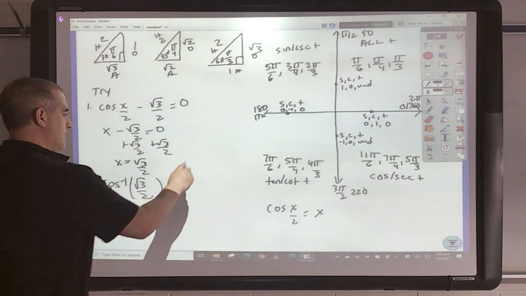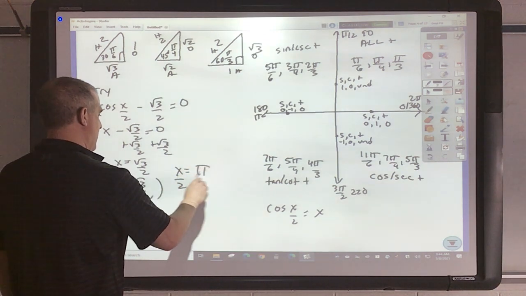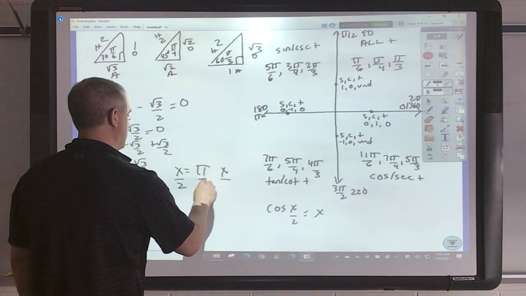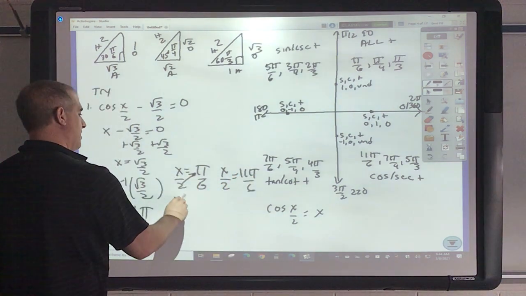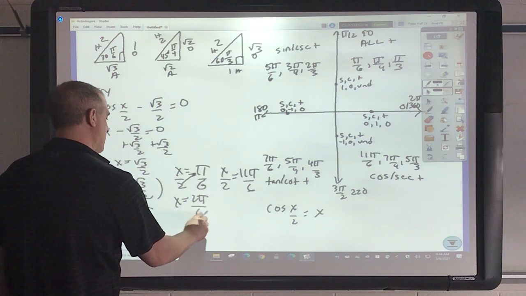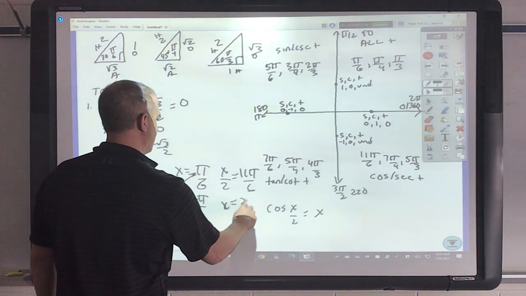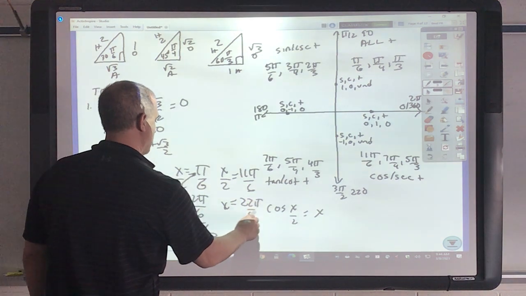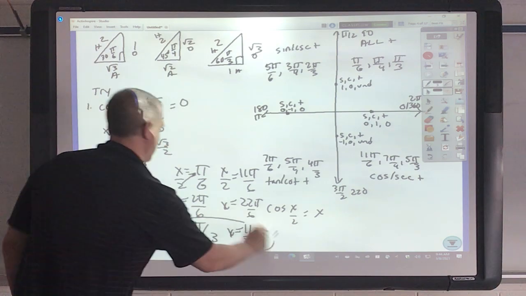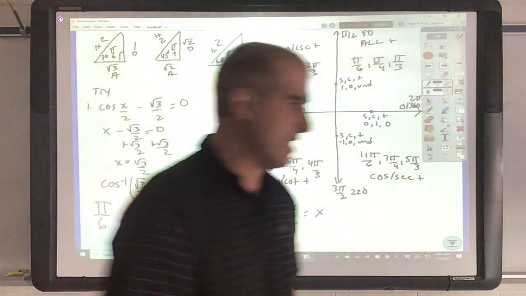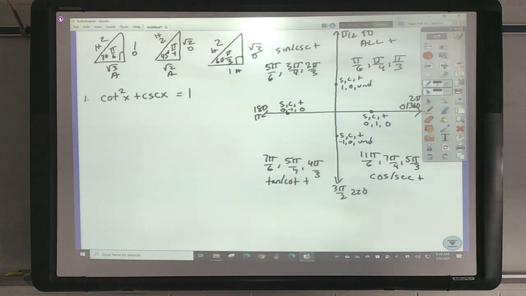Now, since I have those as halves, I'm going to have to set them equal to halves. So cross multiply that. That would be 2 pi over 6 or pi over 3. This would be 22 over 6 or 11 over 3 pi. Those would be your answers for halves. Those are pretty easy. Nothing really overly new there, other than setting the thing at the end.